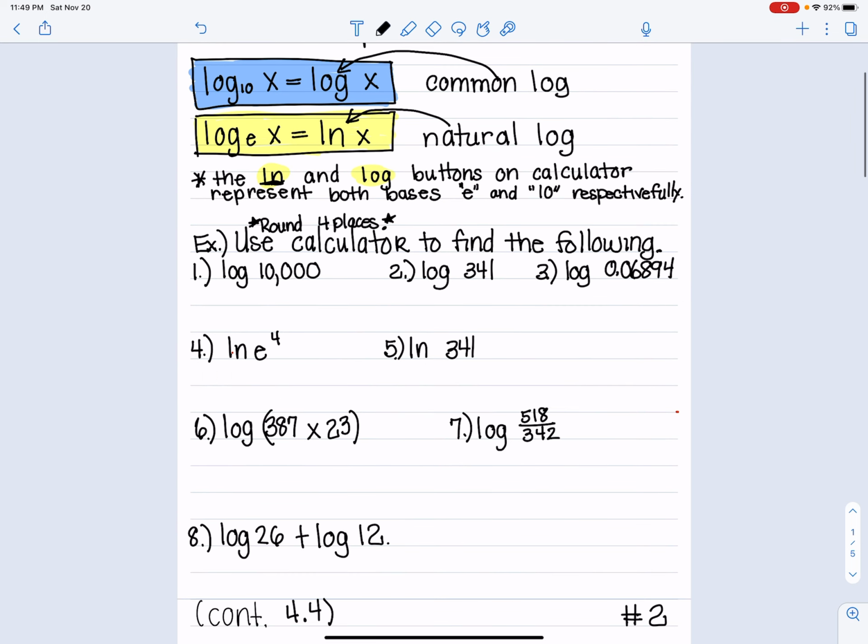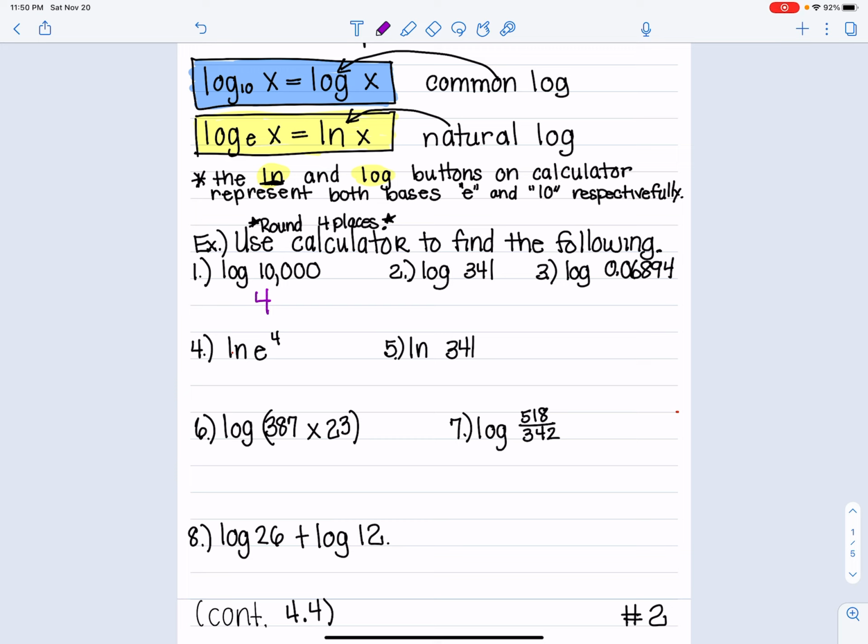So now let's break our calculator out and start working. Look at what I say: round to four places, meaning four places after the decimal. Now, let's type in log 10,000. When I type in log, my calculator opens up with a parentheses. I don't know if yours will or not. If yours does, just close it with a parentheses once you type the number in. When I did this, I got back 4. Okay? Let's do the next one.